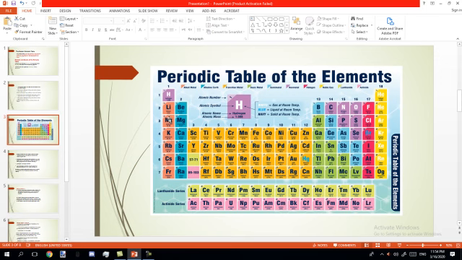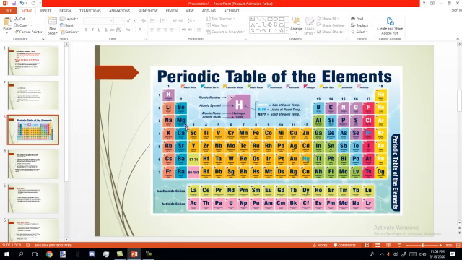It has unique properties. So let's start with group 1. Elements of group 1 are called the alkali metals. Why are they called so? Because when any element of this group reacts with water, they form an alkaline solution. Alkaline means basic solution.